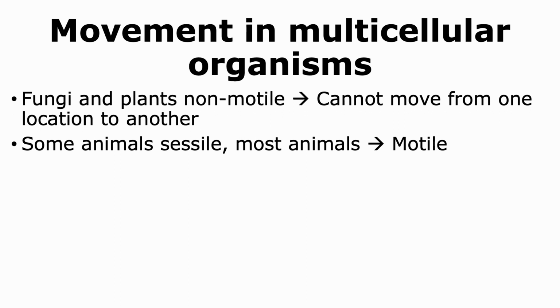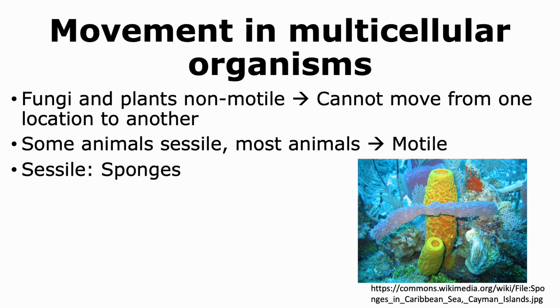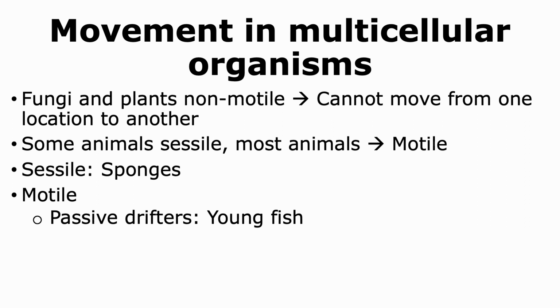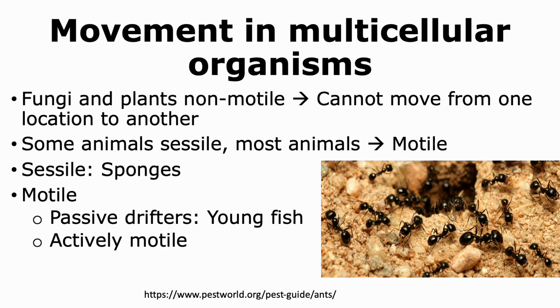When we look at the animal world, some animals are sessile, while most animals are motile. Examples of sessile animals are sponges. These animals are unable to move because they are attached to a solid support or a substrate. Motile animals can be passive drifters like young fish and some invertebrates, or they can be actively motile like the ants that we can see in these pictures.